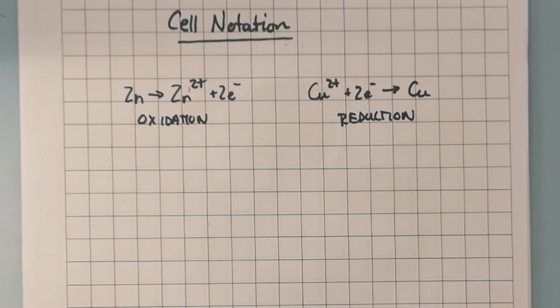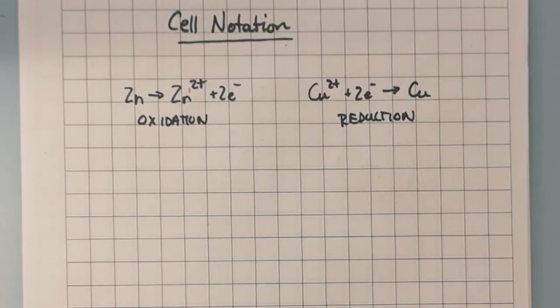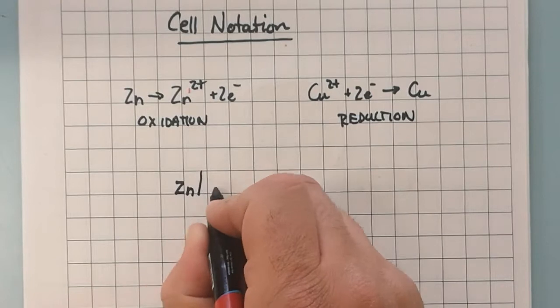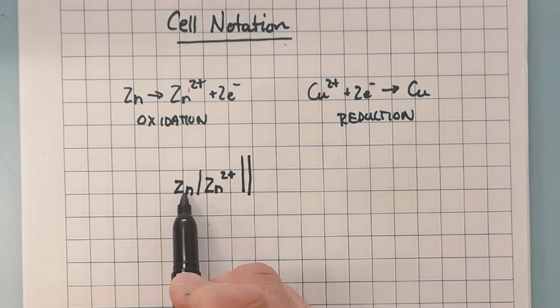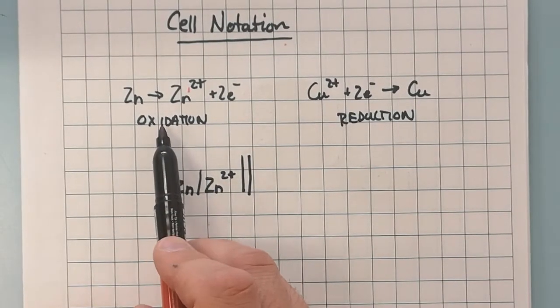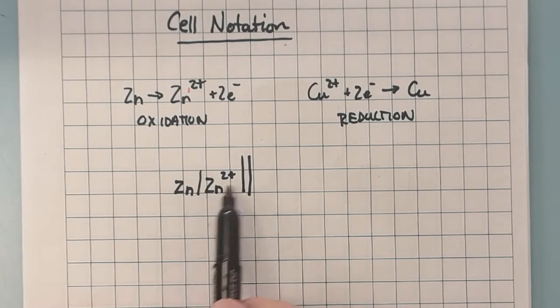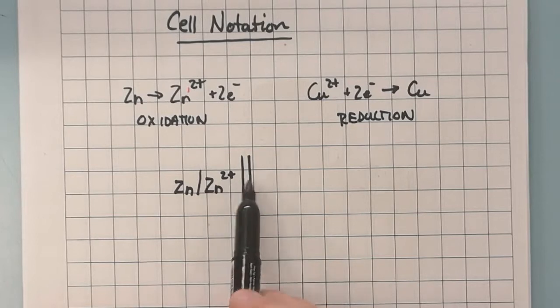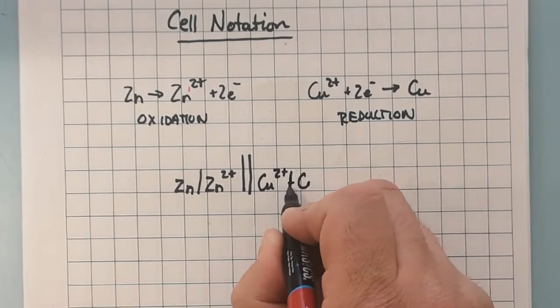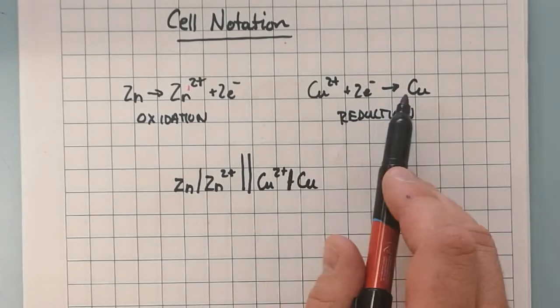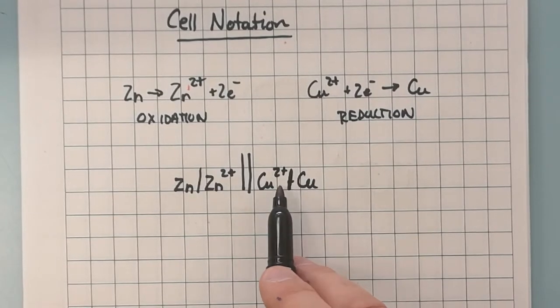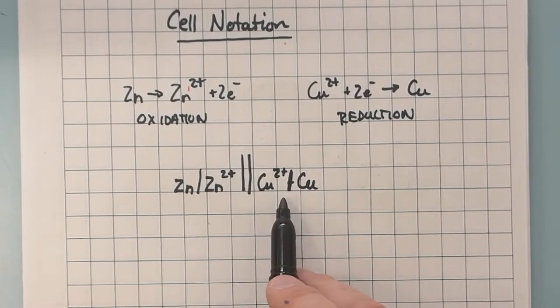When we're writing cell notation for the electrochemical cell that we just created, we list the reactant and product of our oxidation half reaction, separated by a single line. Then we have a double line representing the salt bridge. We have our reactant and product from the reduction half reaction on the right-hand side of our salt bridge.